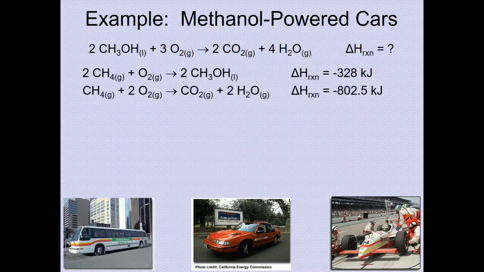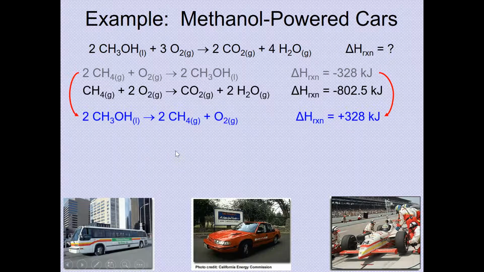So we look around, and one of the first things we notice is that our CH3OH is on the wrong side of the equation. It's on our products over here, but we want it on our reactants. So we're going to flip that one around, and in the process of flipping it around, we flip the sign around with it, so a negative becomes a positive.